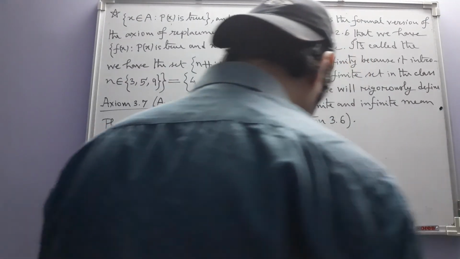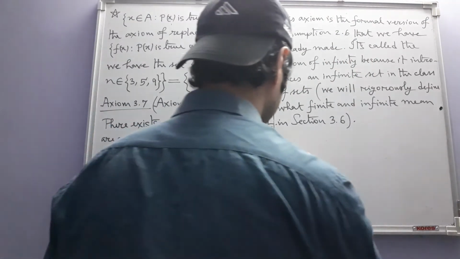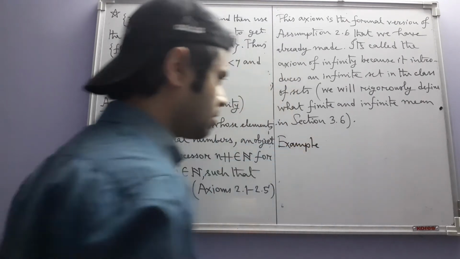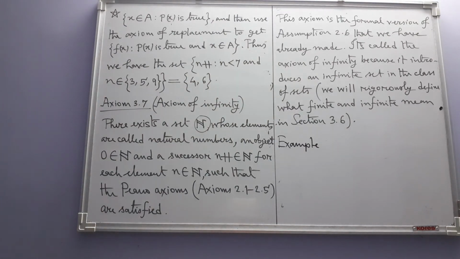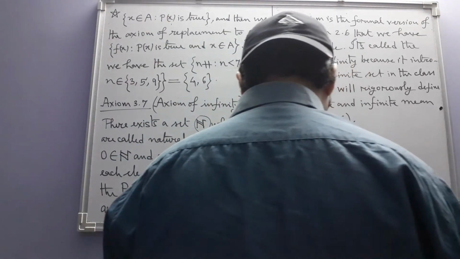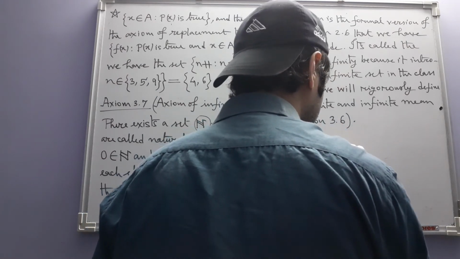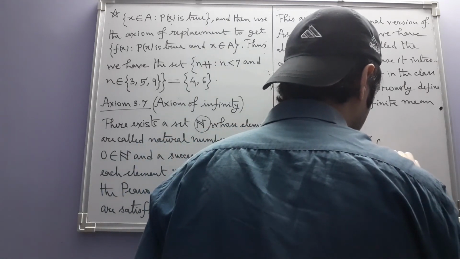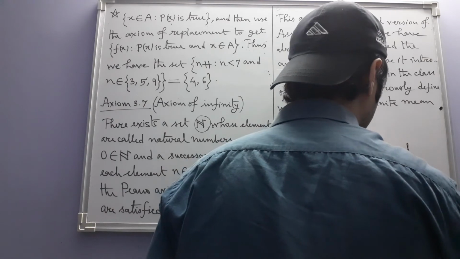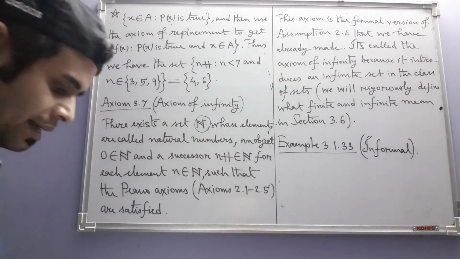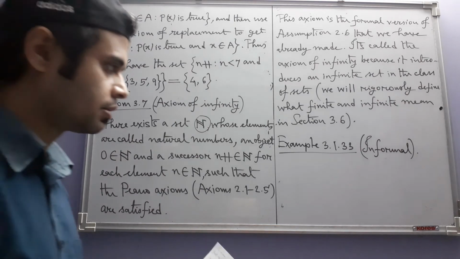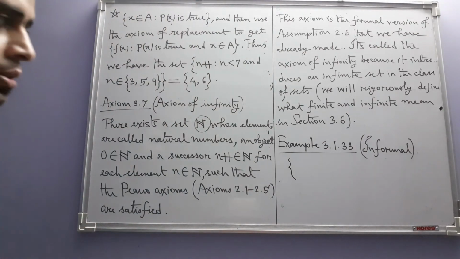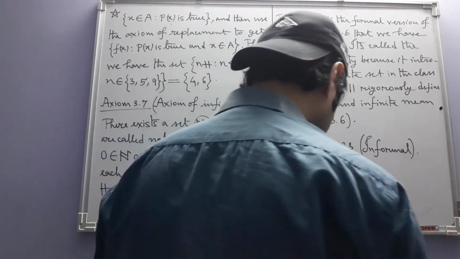Now this section ends with this informal example. It is informal because it involves the notion of subtraction, which we have not formally defined yet. So this is example 3.1.33, and it's accompanied by the word informal. I will not write everything down, I'll just simply write the equation and say why this example exists. I mean, why it has been given, what is its significance.